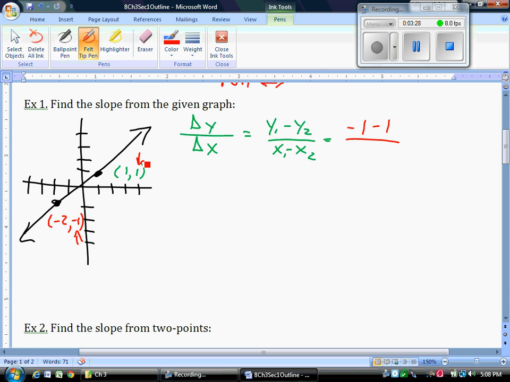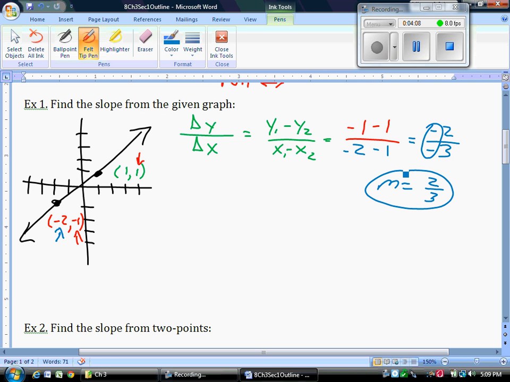Now, since I started with the bottom point first, I also have to start with the bottom point for the bottom of my fraction. Notice I'm starting with -2 on the bottom because I started with -1 on top. So I'm going to do -2 minus 1. When I subtract these, -1 minus 1 is -2, -2 minus 1 is -3, and the two negatives over top of each other cancel to become 2/3. So our slope is 2/3.